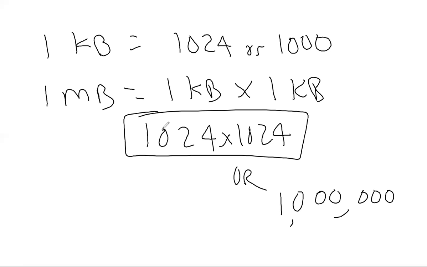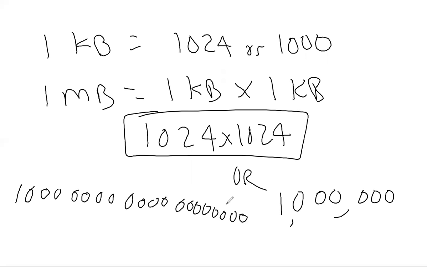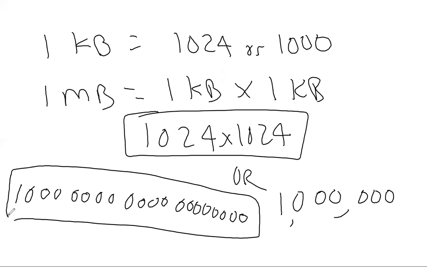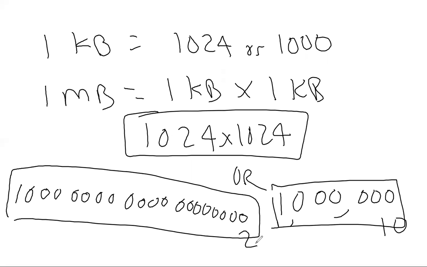And in fact, 1,024 times 1,024 is just going to be a binary number that looks like that. So in other words, in base 2, it's a nice simple looking number, just like this is a simple number in base 10.